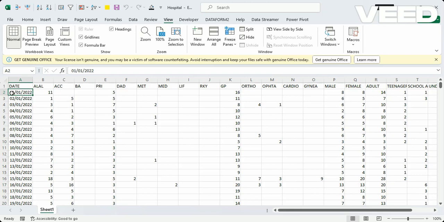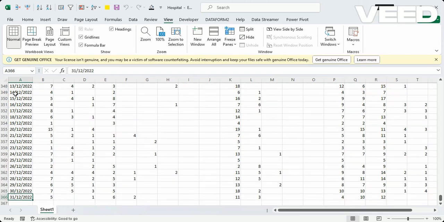This is the first row. So let's look at the number of the last row. So the last row is 366. So 2 to 366 make 365 days. Which means that this is a data for a whole year, and each row represents a day. So that is very, very important.